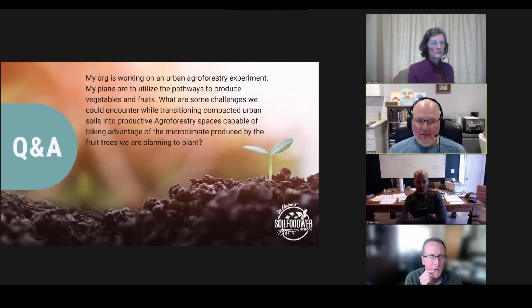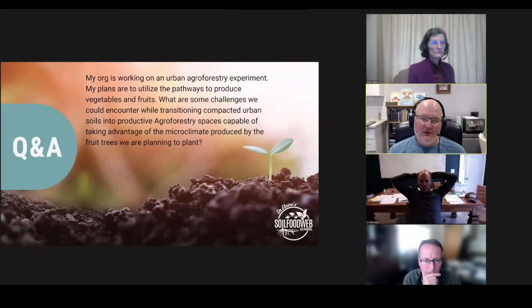I look at urban types of agroforestry versus just traditional agriculture. There's a lot of similarities. Compaction is definitely something we have to deal with. I would just say that there's probably some management practice changes that would be different from a traditional agricultural to an urban type of environment, where you're not going to have necessarily the same types of equipment.